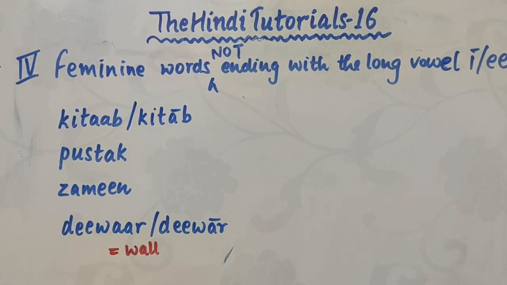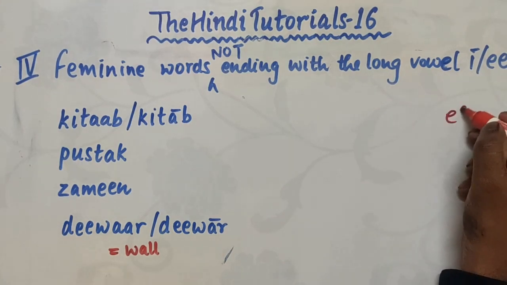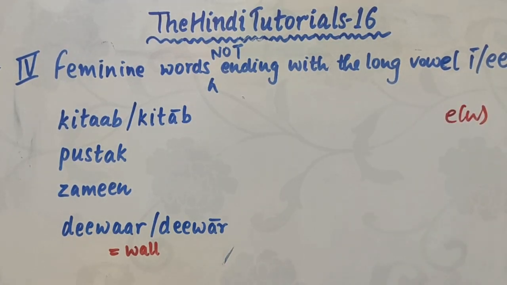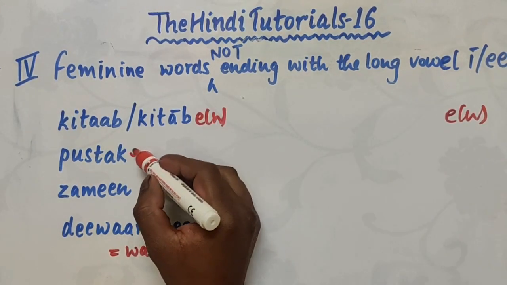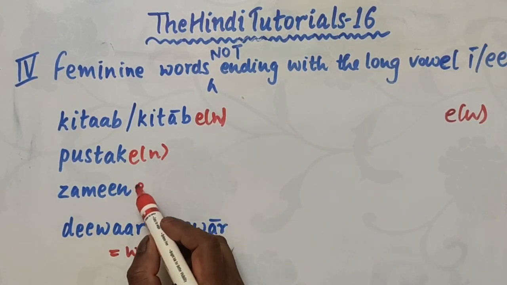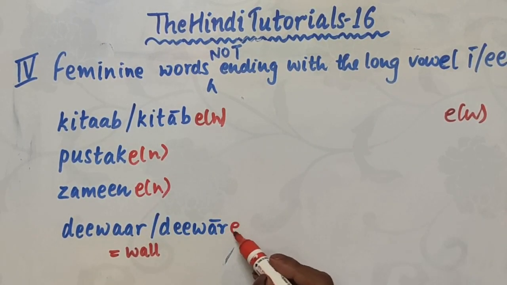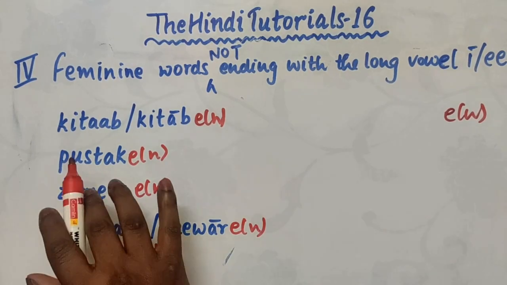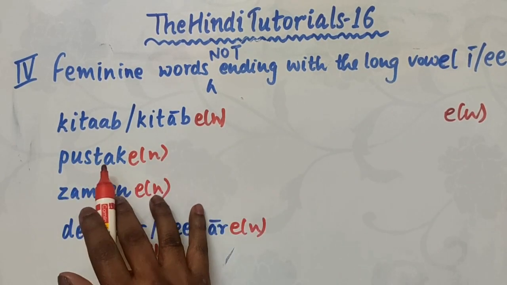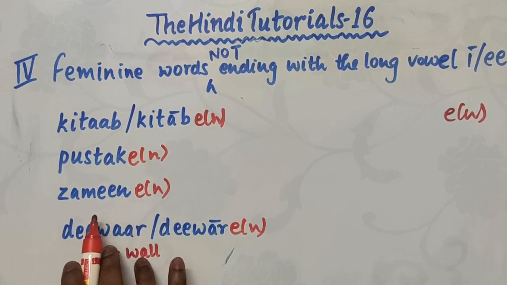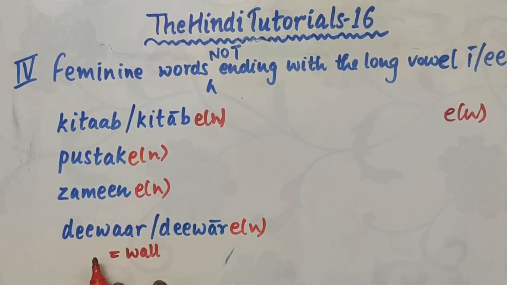So the rule to make them plural is adding an A sound to it. A. Now I will write kitabein. Now it becomes plural. Pustakein, zameenein and diwarein. Kitab, kitabein. Pustak, pustakein. Zameen, zameenein. Diwar, diwarein. Okay. So that's all about conversion into plurals in the Hindi language.